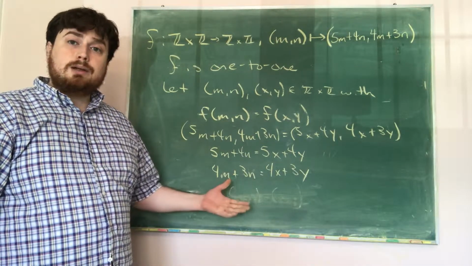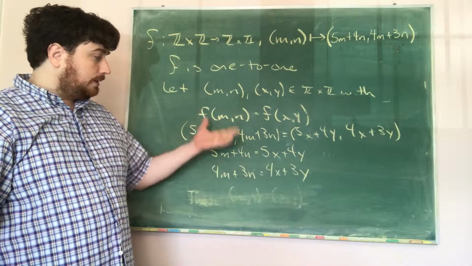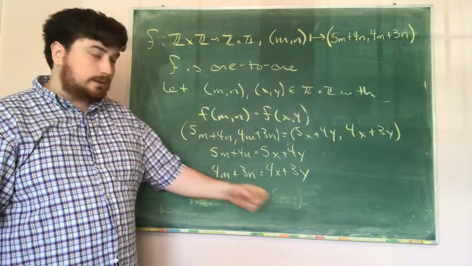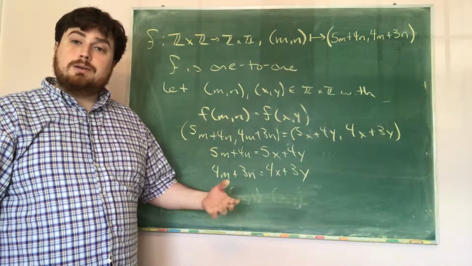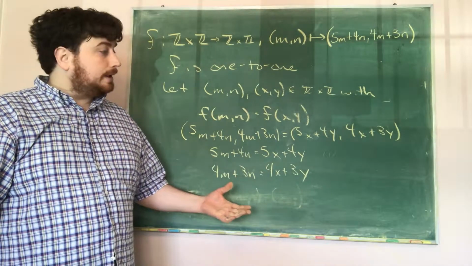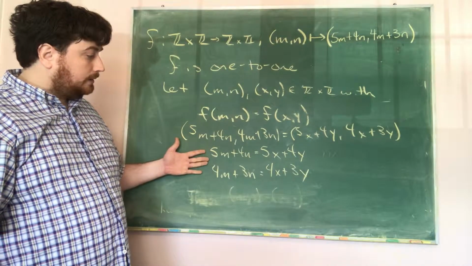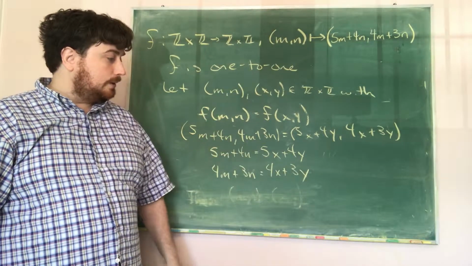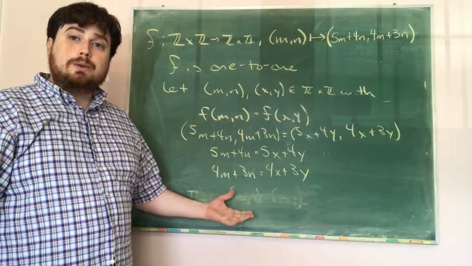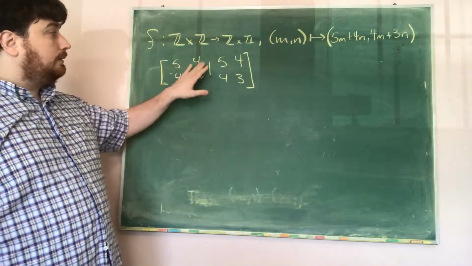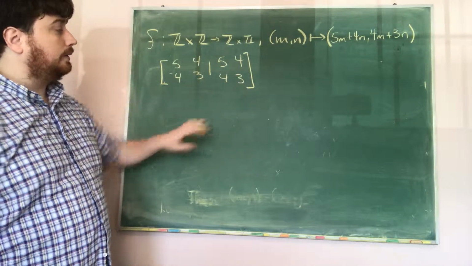Alright, so now what I have again is a system of equations that I want to simplify so that I can show that m is equal to x and n is equal to y. And the way I'm going to do that is, again, I'm going to use matrices. So now, as I go through this, I'm going to have to set this coefficient matrix, augment it with this one. I'm going to reduce it and get an equivalent system of equations. So my augmented matrix is 5, 4, 4, 3, 5, 4, 4, 3.